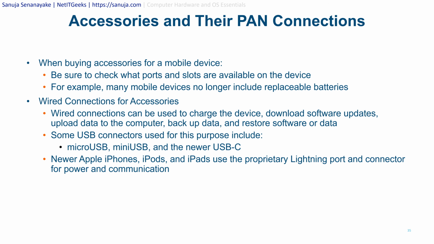Accessories and their PAN connections. When buying accessories for a mobile device, be sure to check what ports and slots are available on the device. For example, many mobile devices no longer include replaceable batteries. So should you buy a battery for your phone? Sure, if you are willing to pull apart the back side of your glued-in phone and replace that battery, because nowadays you can't just simply remove the battery.